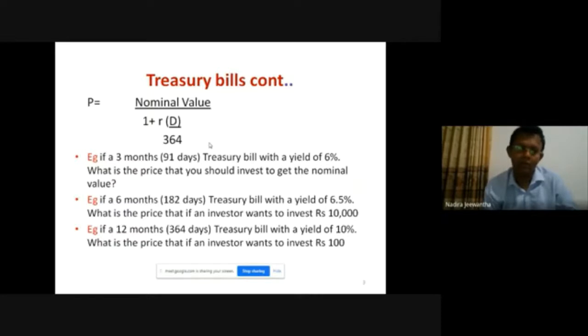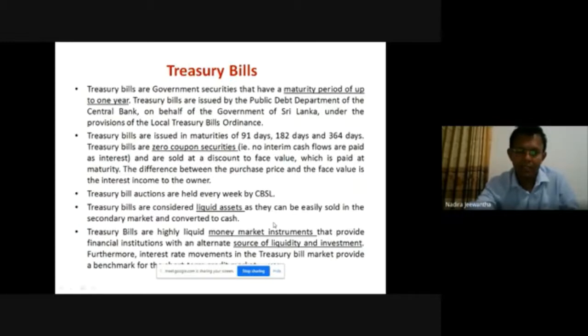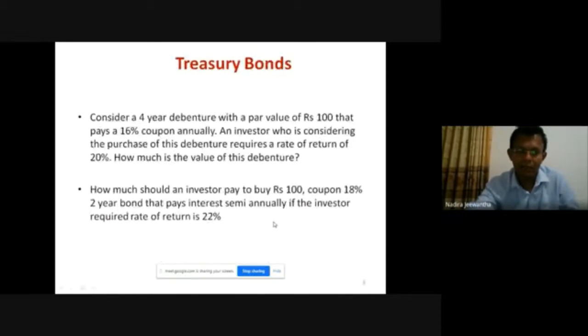100 for the nominal value, which is 100 divided by 1 plus R times D divided by 364. D is what? Always the remaining maturity. Always the remaining maturity. What is the remaining maturity? The opposite side? Original maturity. You don't take the original maturity, but in these three questions, the examiner has not given the remaining maturity. Right? Now, if you see this, now see this one.